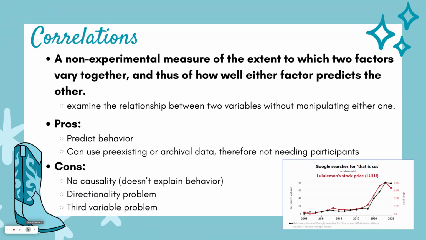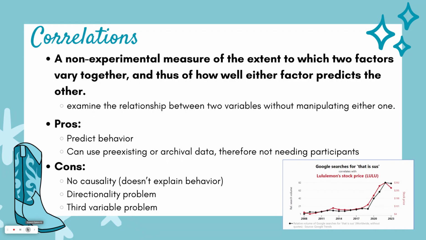So first, what is a correlation? It's a non-experimental measure of the extent to which two factors, two variables, vary together, and thus of how well either factor predicts the other. So essentially, we're looking at relationships between variables without manipulating either one. And by manipulating, meaning we're not changing anything about the variables, we're simply describing them as they are.